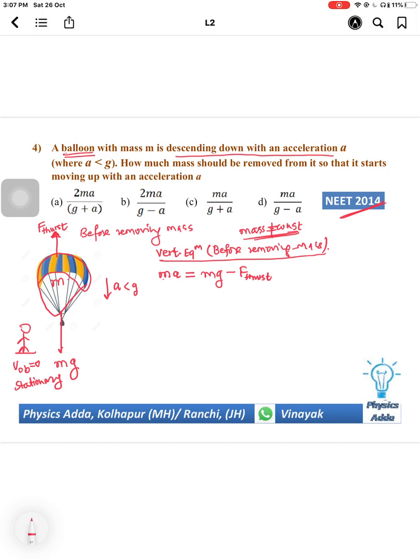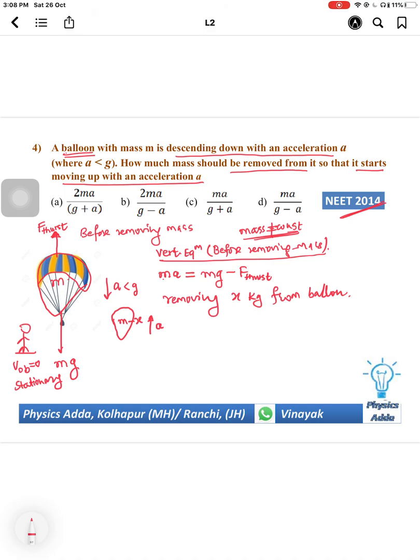If I'm removing some mass from the balloon, it becomes smaller. So if I'm removing x kg from the balloon, what will be the mass of the balloon now? M minus x kg. Here they have mentioned that when the mass is removed from the balloon, it starts moving up with the acceleration a. With the same acceleration, it will start moving up.